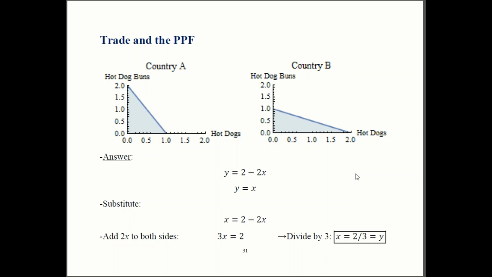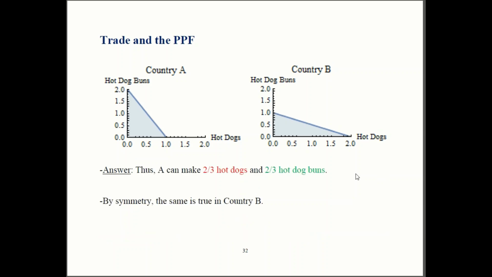If you had a nonlinear PPF, you can still solve it. It just means the math will be a bit more complicated, but the same approach works. Alright, so that's what happens when there is no trade. No trade means each country has 2/3 of a hot dog and 2/3 of a hot dog bun. Now I'll compare that to the outcome when there is trade, and that will show us that trade creates value.